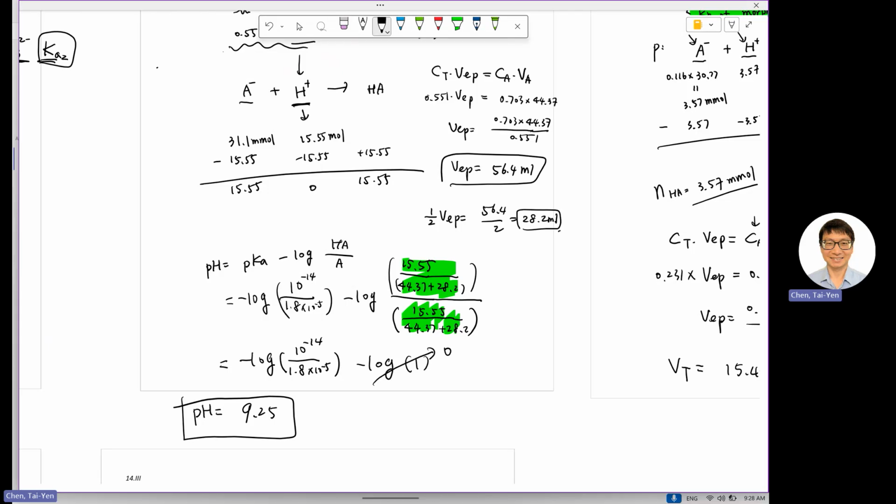So again, this is the weak base with a strong acid at half equivalence point. At half equivalence point is a very interesting spot, because half of your weak base has become its conjugate acid. So your second term, negative log of the conjugate acid over base, will equal 0. So pH is going to equal pKa.